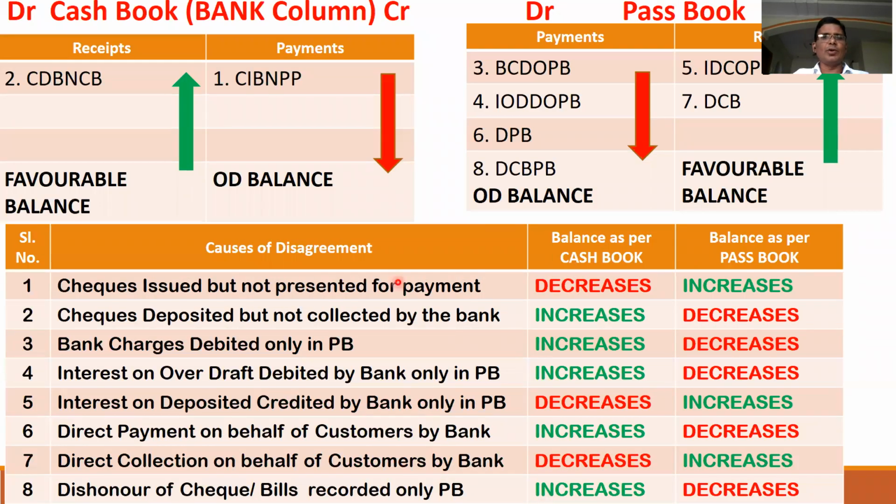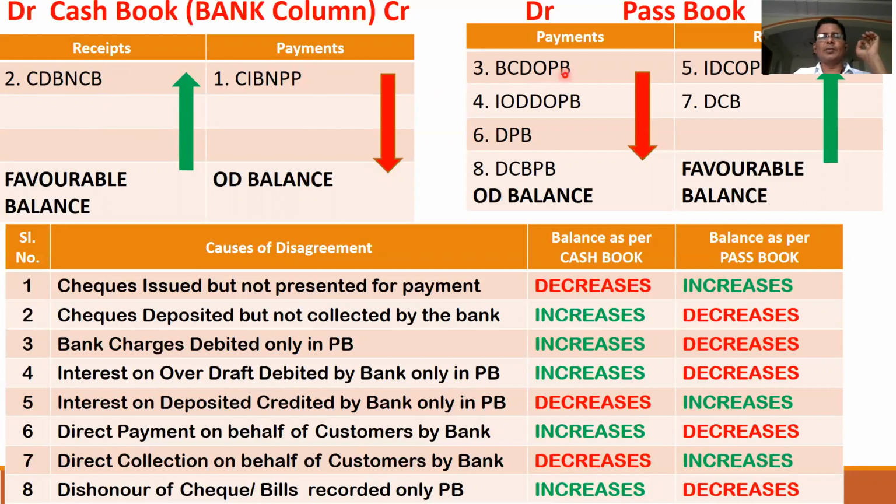So this is important. This is very, very important. Every student should remember this chart. Whenever they think check issued but not presented for payment, cash book is credited, cash book balance decreases, passbook balance increases. Checks deposited but not collected by the banker: checks deposited means cash book debited, cash book increases, passbook decreases.